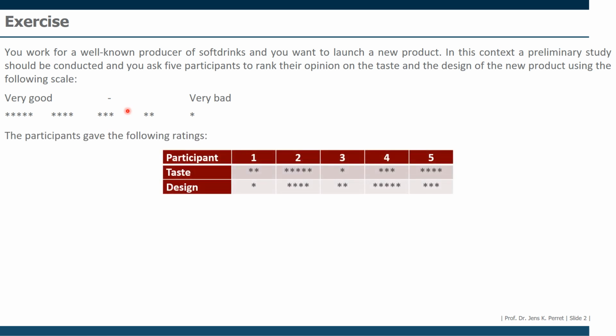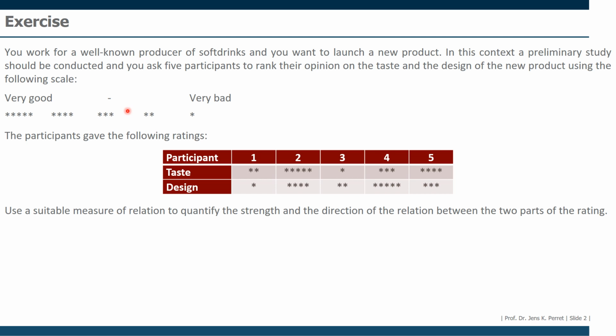And well, finally we have this data set. And as I already motivated, use a suitable measure of relation or association to quantify the strength and the direction of the relation between the two parts of the rating. Well, as I motivated, we need to do Spearman's rank correlation. So how to go about this?